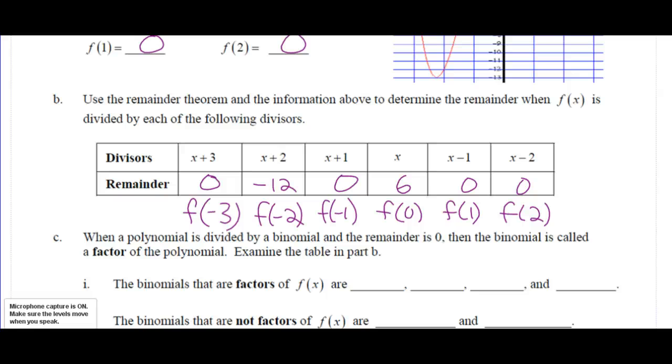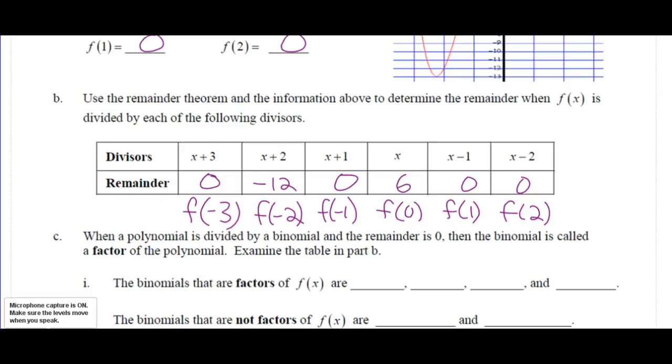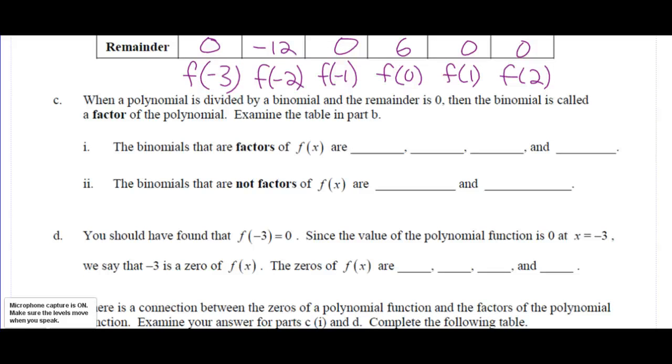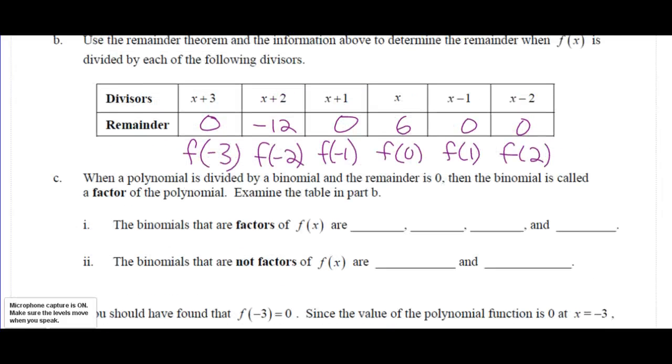When a polynomial is divided by a binomial and the remainder is 0, then the binomial is called a factor, right? Anything that divides evenly into something is a factor of that thing. Examine the table in part B. The binomials that are factors of f of x are, right, what do we got? X plus 3, x plus 1, x minus 1, and x minus 2. The binomials that are not factors are x plus 2 and x.